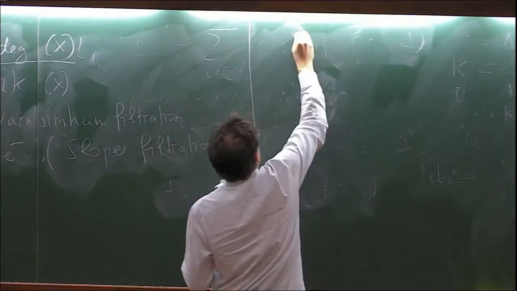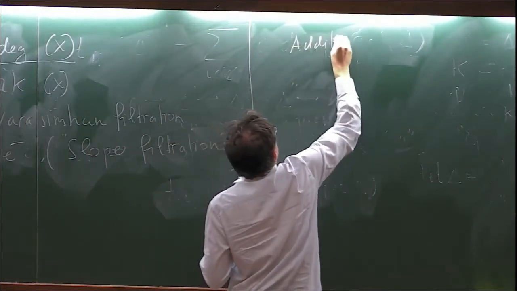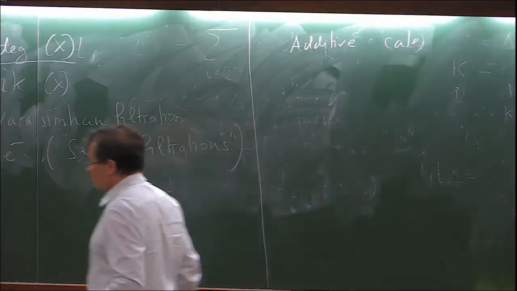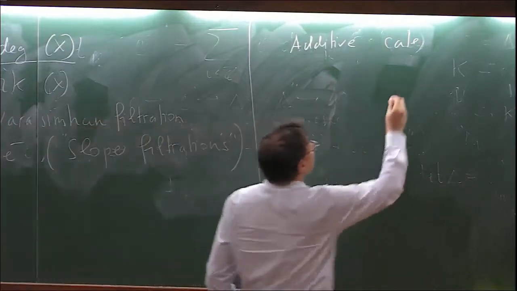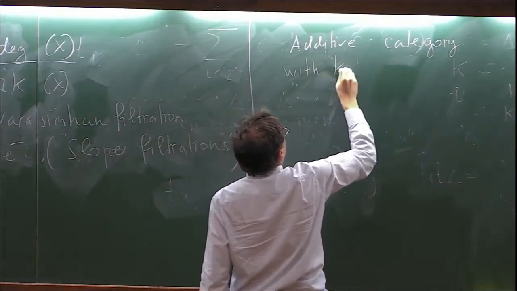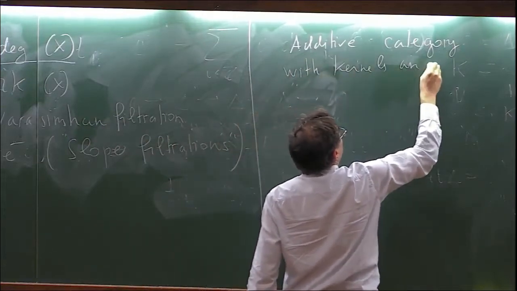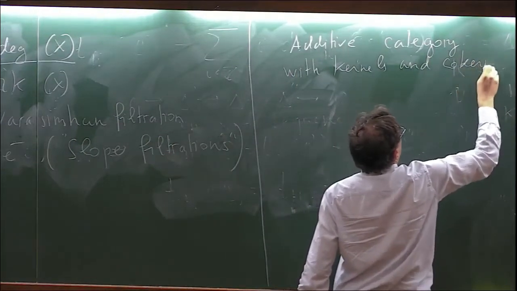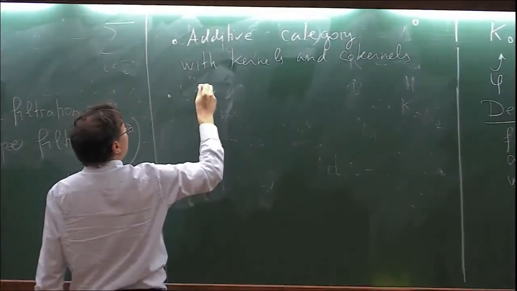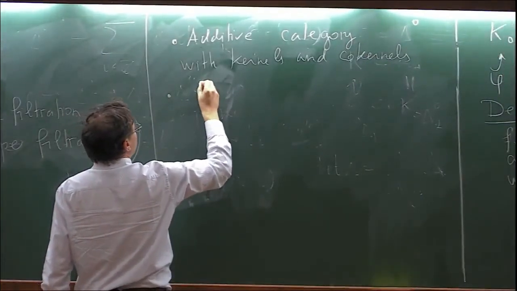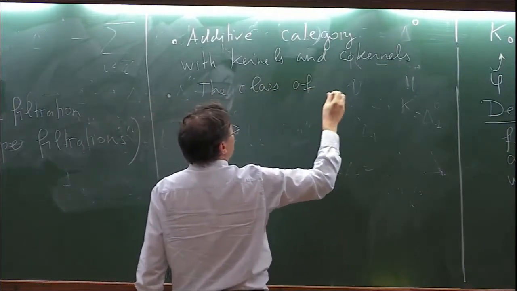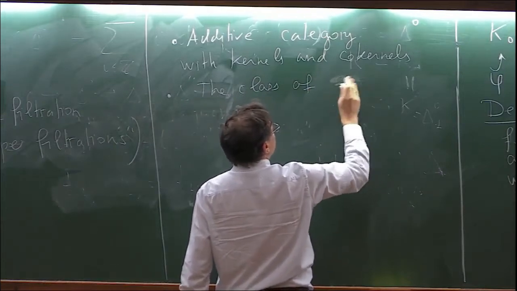So we have an additive category with kernels and co-kernels. We have the class of short exact sequences.